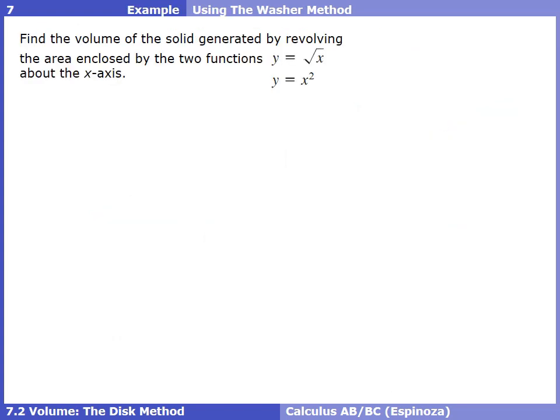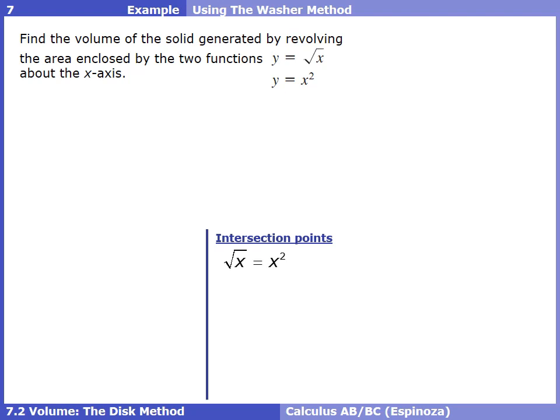Okay, so now let's take a look at a problem involving a washer. But maybe in a sense, let's pretend we didn't know it involved a washer, because you're not going to always know whether it's a disk or a washer. So we have these two functions here, and it's a bounded problem. They don't tell us from where to where we're trying to find this area. So we need to find where they intersect.